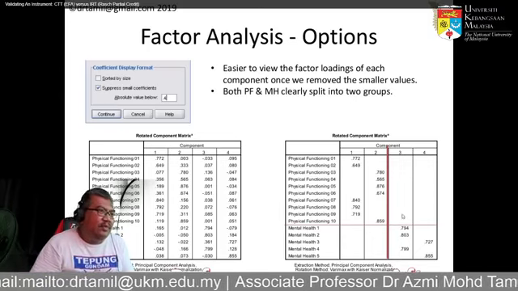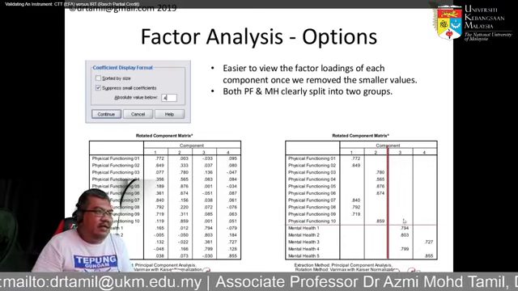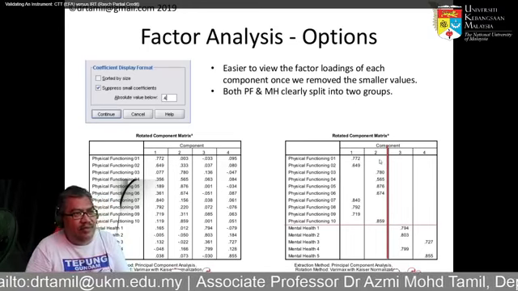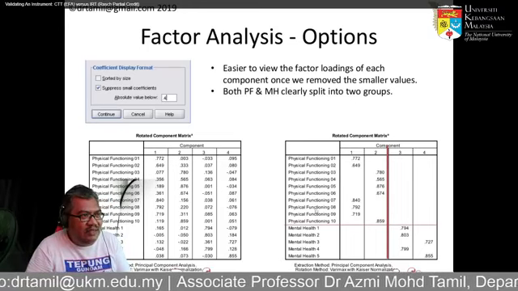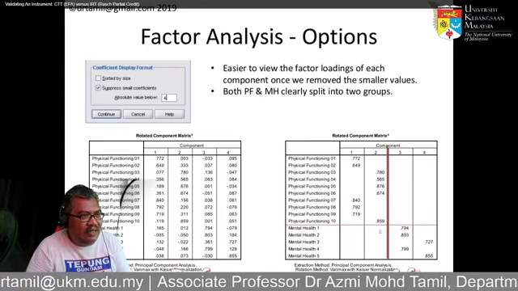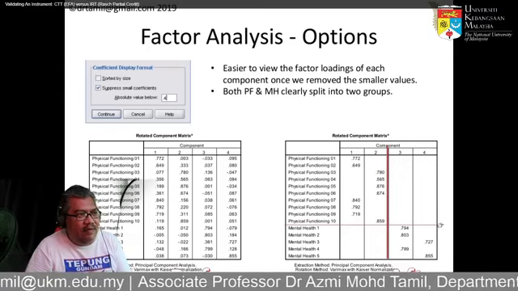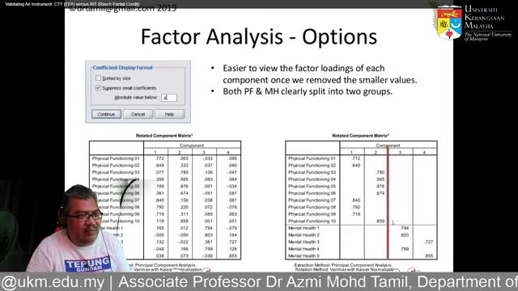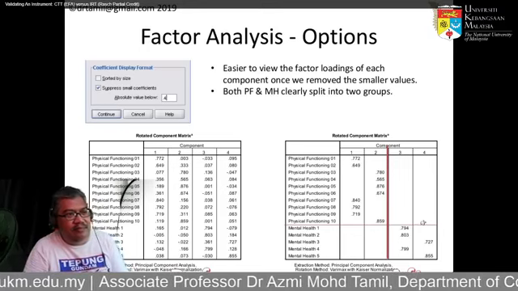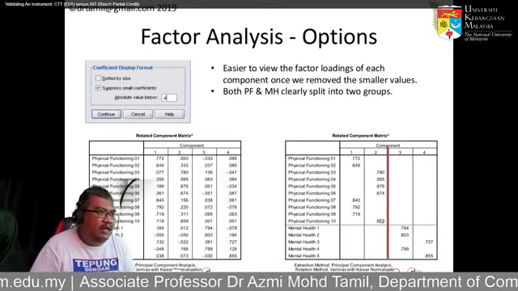How do you know that they are as such? Because you can see that for physical function, the items are highly correlated with one another here. For mental health, they are highly correlated with one another here.